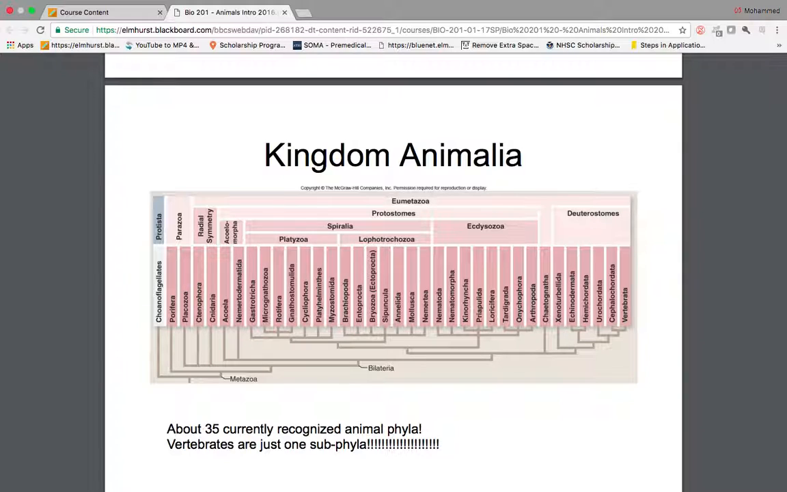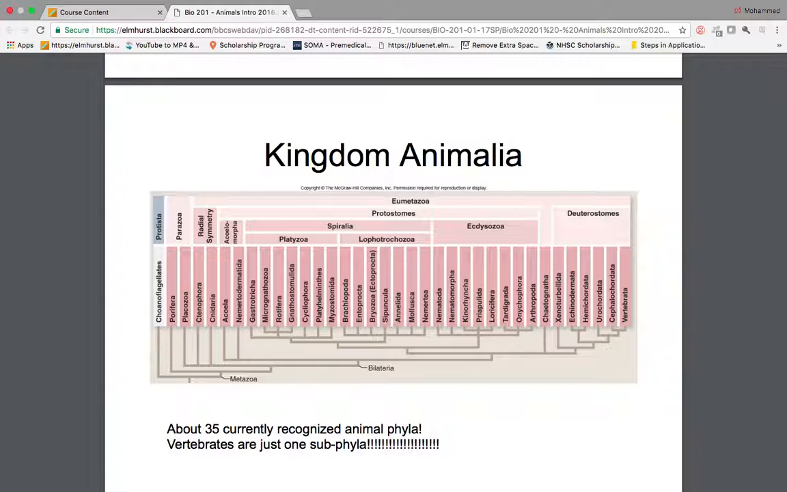Now, there's about 35 named phyla. We're still not quite sure about some of these phyla. You're not going to have to learn all of them. There's only about 15 in here that we're really going to focus on. Things like the Loricifera, we're not going to talk about those. They're pretty cool. But what we are going to talk about are some of these really big groups and then a few individual phyla out of it.